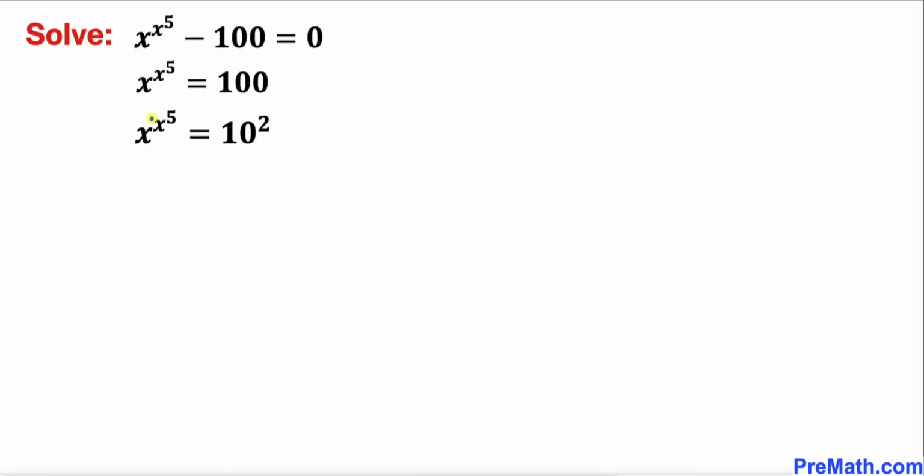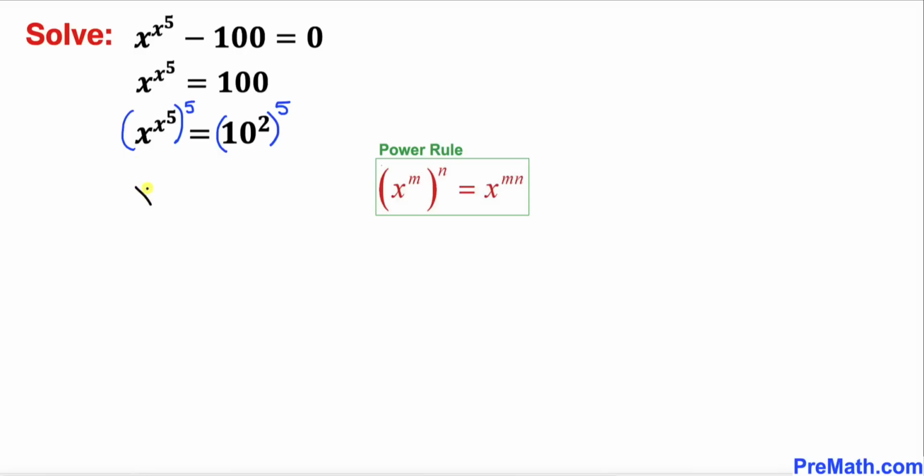And here in this next step, I am going to take power 5 on both sides. Let me go ahead and take power 5 on this side and take power 5 on this side as well. And now let's recall this power rule of exponents. Then this left hand side could be written as x power 5 equals to, on the right hand side, we are going to multiply out these two nested exponents. So that's going to become 10 power 10.